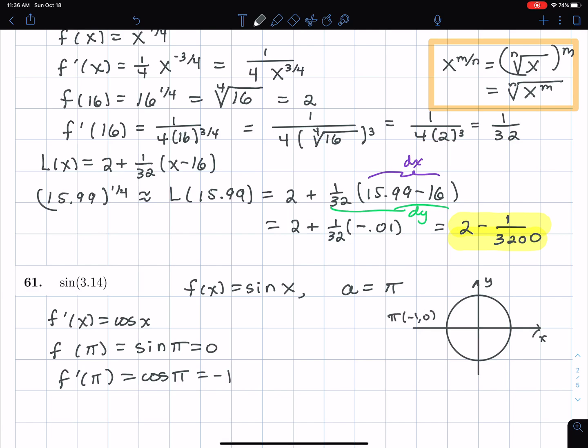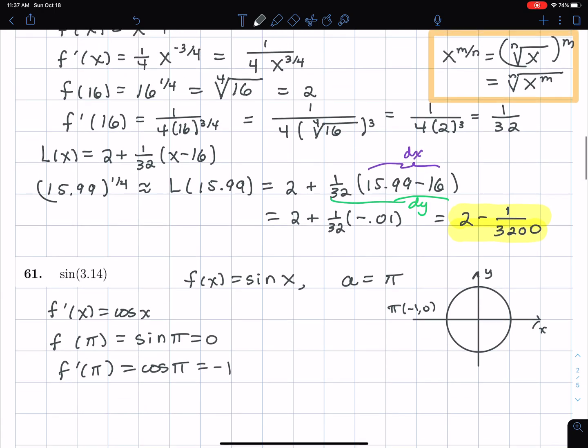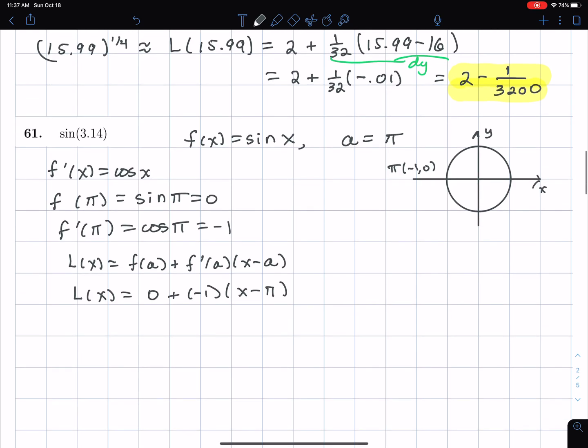Okay. So for pi, we have negative 1, 0 on the unit circle, and the x-coordinate corresponds to cosine, and the y-coordinate on the unit circle corresponds to sine. So sine of pi is 0, cosine pi is negative 1. And then we plug into our good old formula, which is L of x equals f of a plus f prime of a times x minus a. So therefore L of x is equal to 0 plus negative 1 times x minus pi.